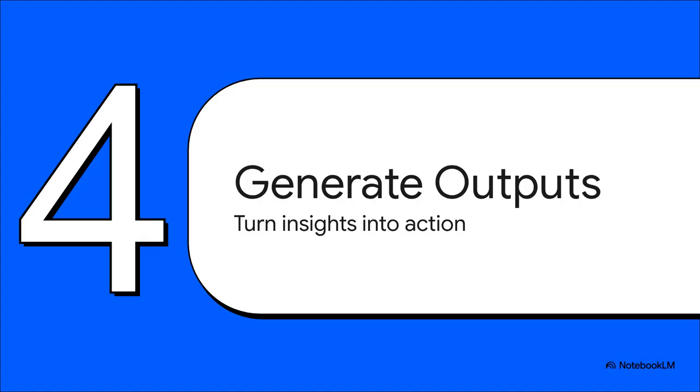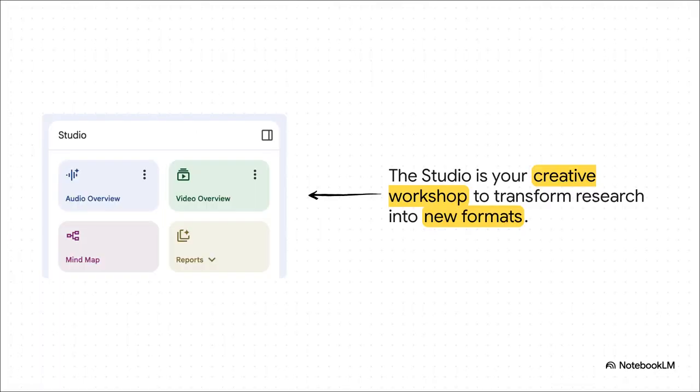All right, step 4, generate amazing outputs. So you've gathered your research, you've had a conversation with it, you understand it. The final step is to actually do something with all those insights. And that's where we turn our attention to that third panel on the right. And here it is, the studio. Think of this as your creative workshop. It's just packed with tools to help you take all that research and transform it into brand new, useful formats.